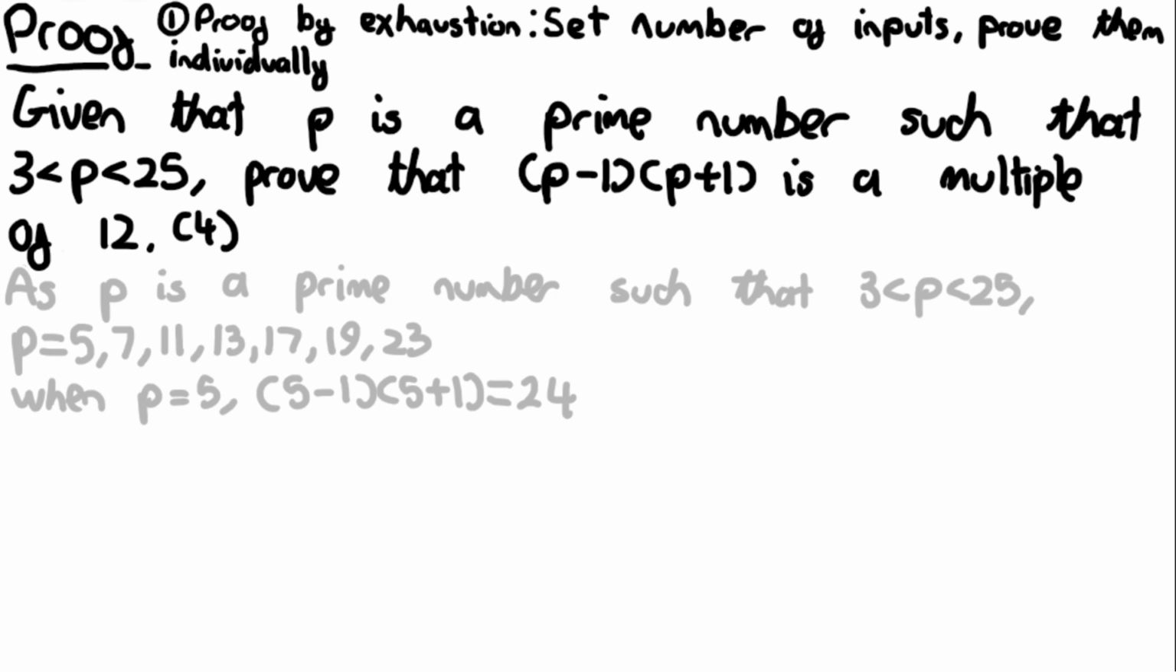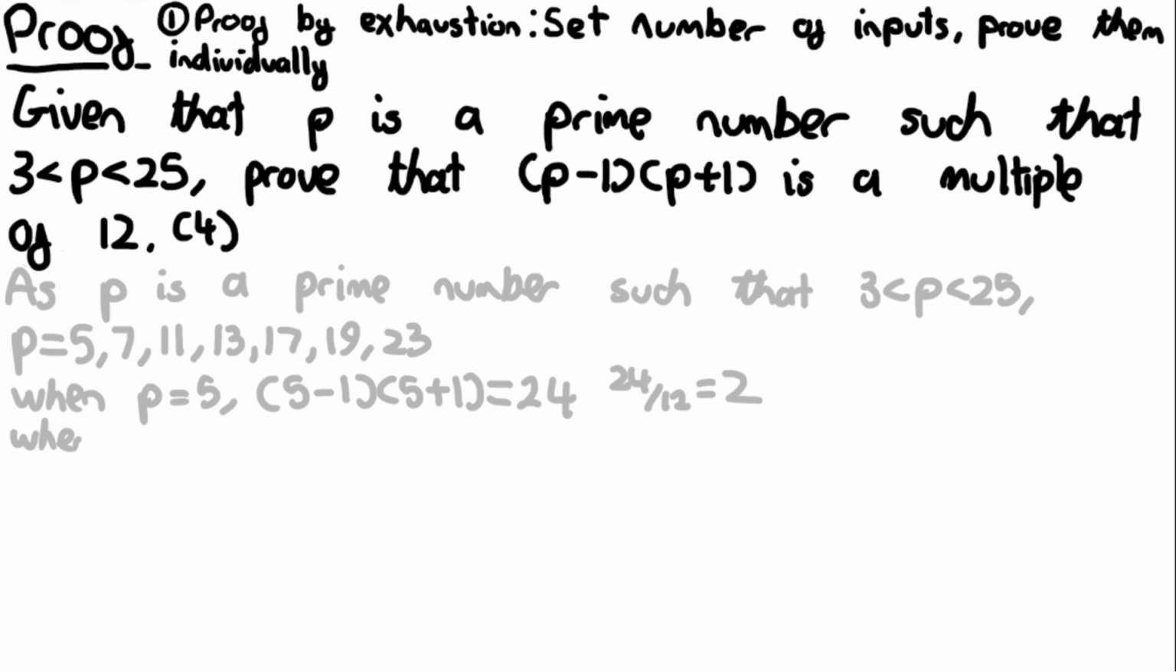Now we need to show that this is a multiple of 12. This looks quite simple for 24, but you'll find that there's bigger values as you get on, so you need to find a way to prove it. And the way you can just prove it is by saying that 24 divided by 12 is equal to 2, and that's a good enough explanation in order to say that 24 is a multiple of 12. We can just leave it like that, and then we just need to prove it for all the other values.